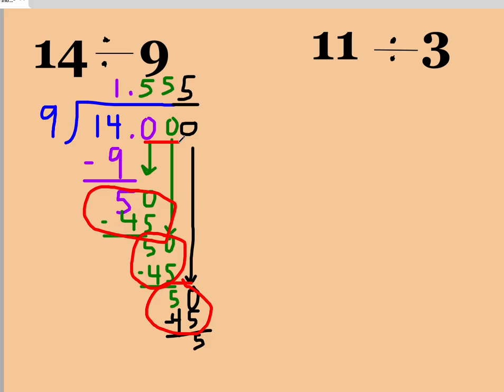Also here, I only have zeros that are going to end up being created here, and these 5s keep repeating. 5, 5, 5, 5, 5, 5, 5 forever. So this is where I'm going to notice my pattern, and this is actually a repeating decimal.